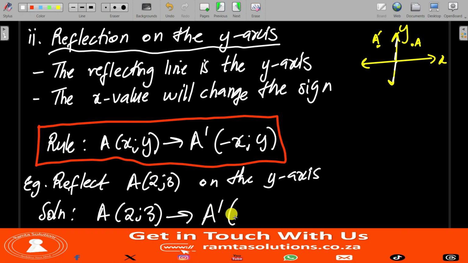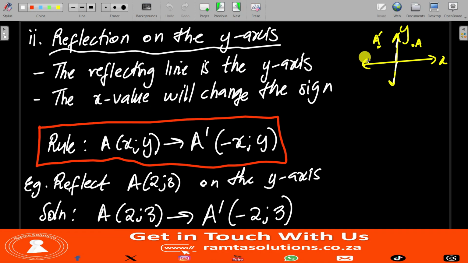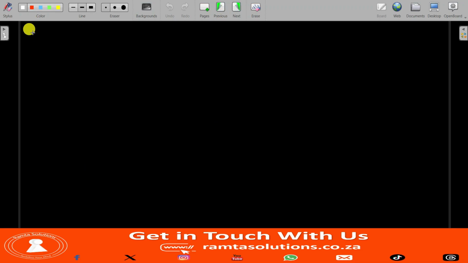X changes the sign, it will be negative 2, and y will remain the same. Do I have to draw a line for this? I don't have to draw a line because it's explained in the same way as what I did previously, right? So let me not draw a Cartesian plane. It's explained in the same way. Okay, perfect.